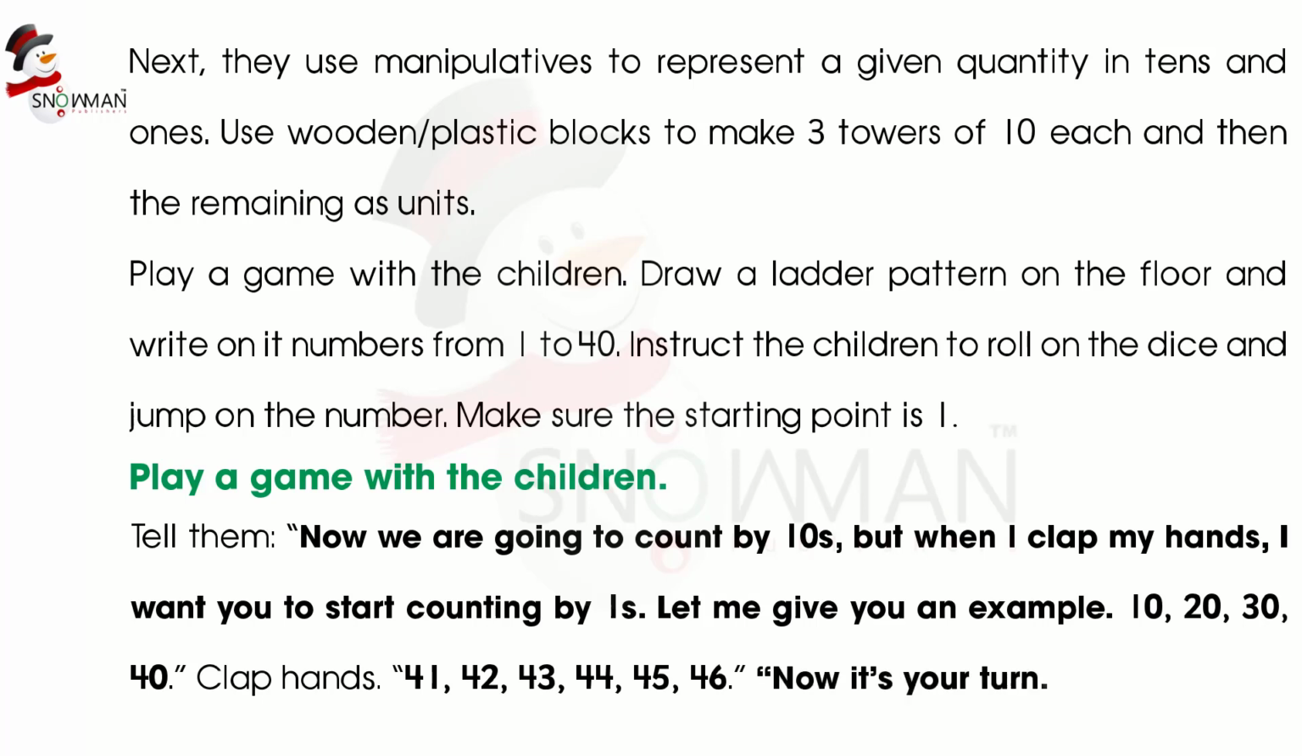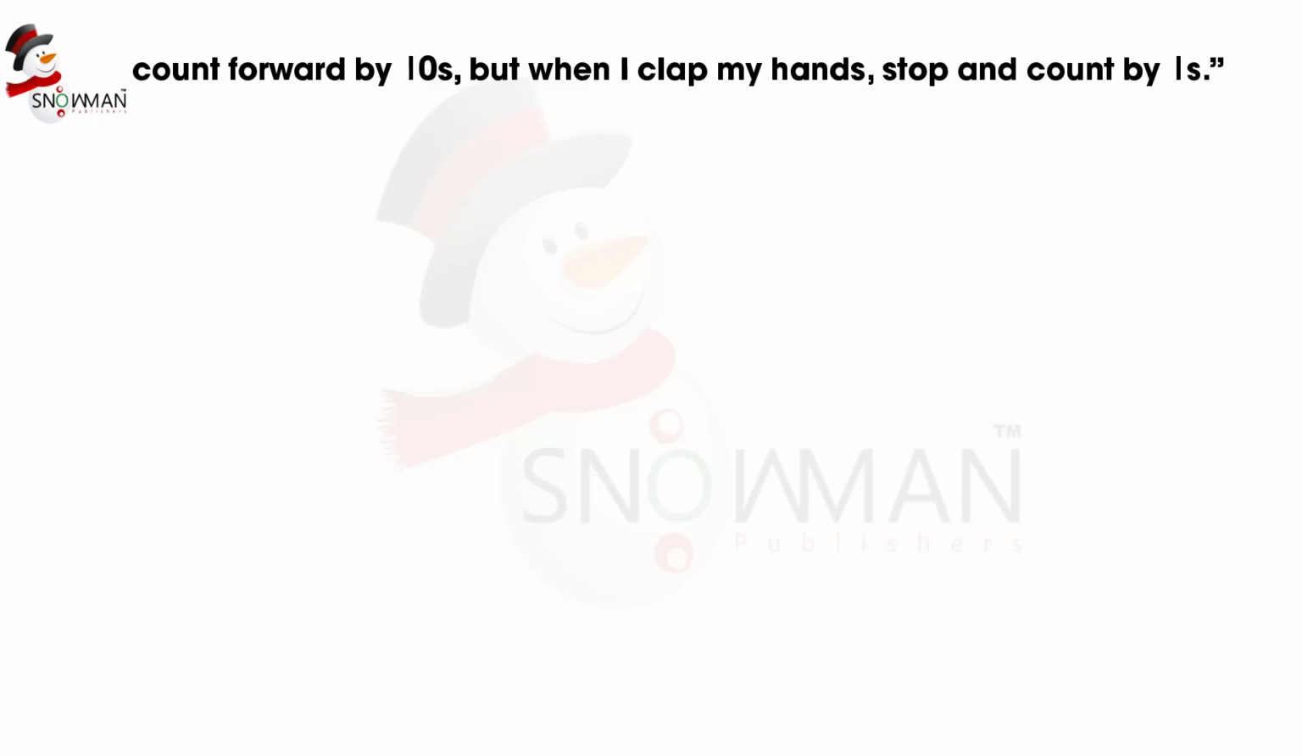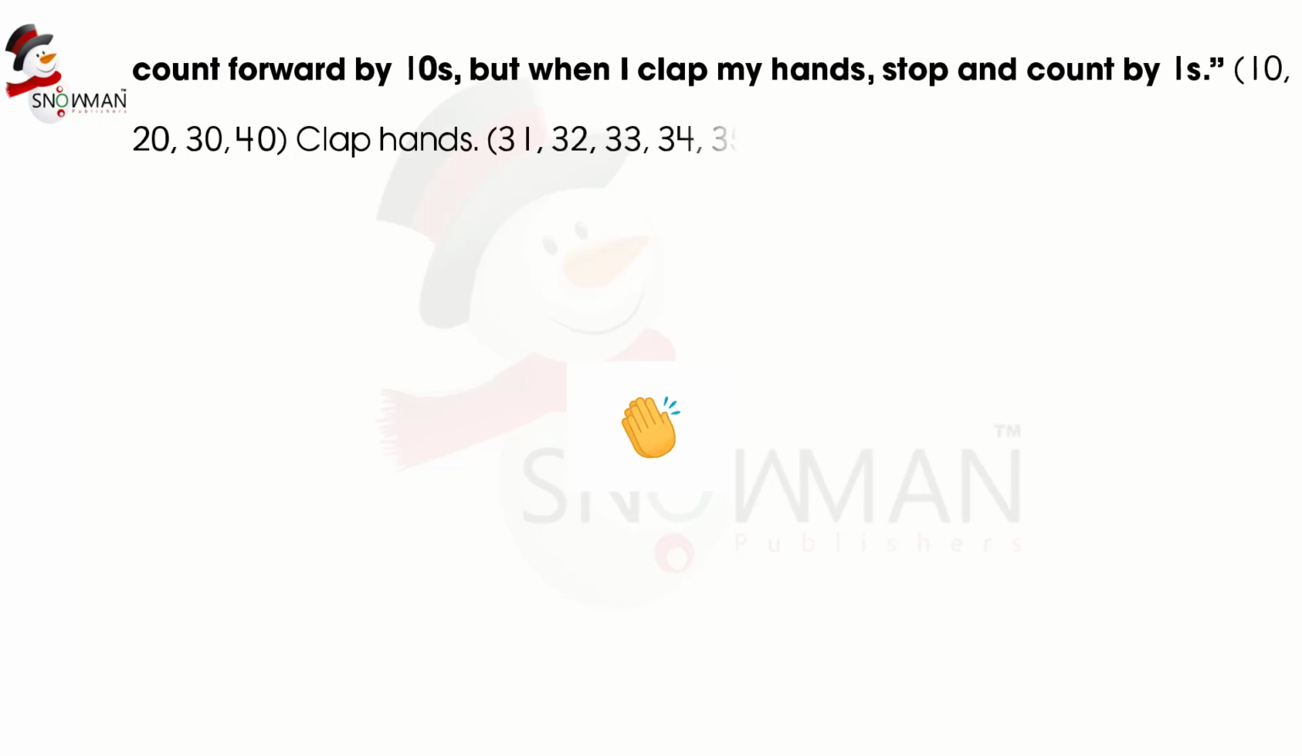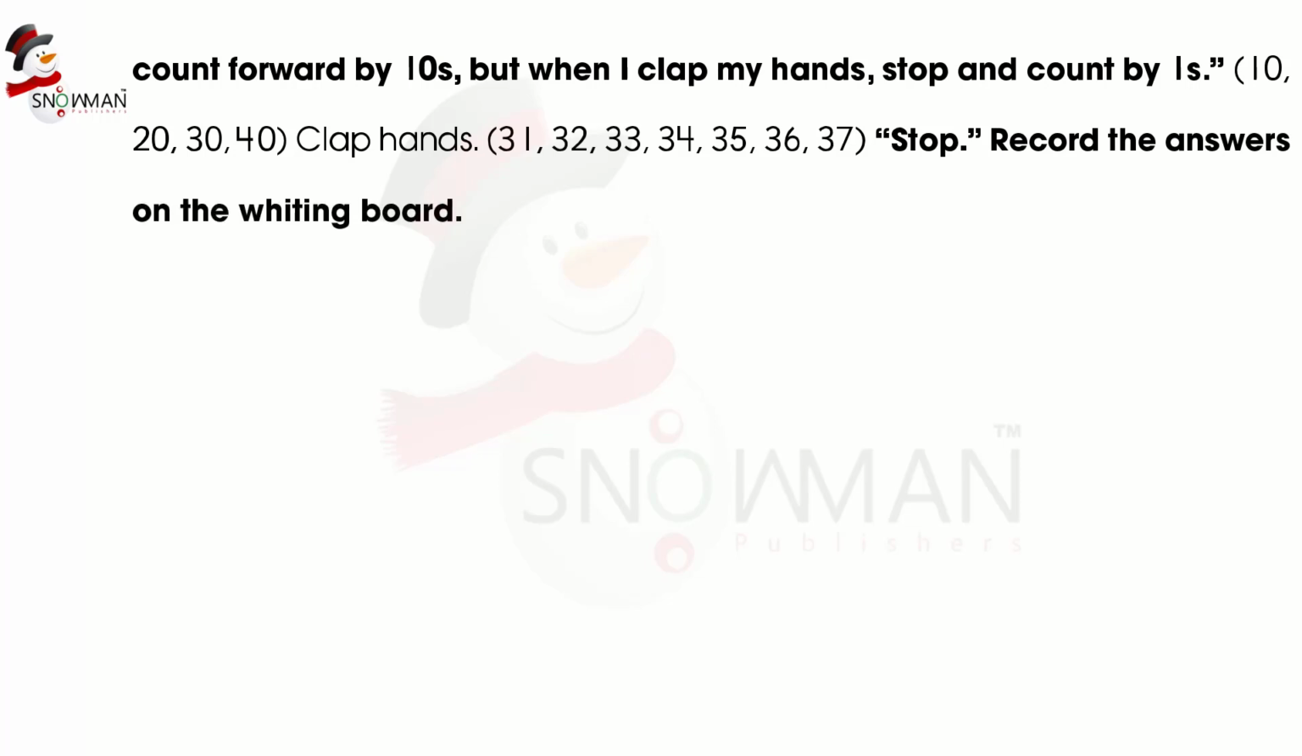Now it's your turn. Start at 10 and count forward by tens. But when I clap my hands, stop and count by ones. 10, 20, 30, 40. Clap hands. 31, 32, 33, 34, 35, 36, 37. Stop. Record the answers on the writing board.